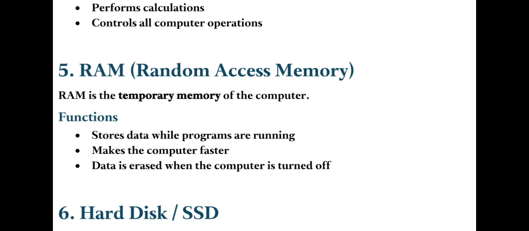RAM. RAM is the temporary memory of the computer. Function: store data while programs are running. It makes the computer faster. Data is erased when the computer is turned off.